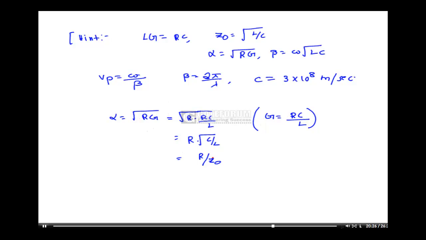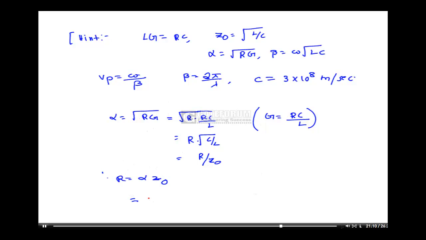Just why I am going for this alpha is because alpha value is given. So now I am trying on alpha. Alpha is equal to this value. I want to relate it to Z naught because Z naught was also given. So R by Z naught. Therefore R is equal to alpha into Z naught. So alpha is a known thing, Z naught is also a known thing, so that you can easily get R value.